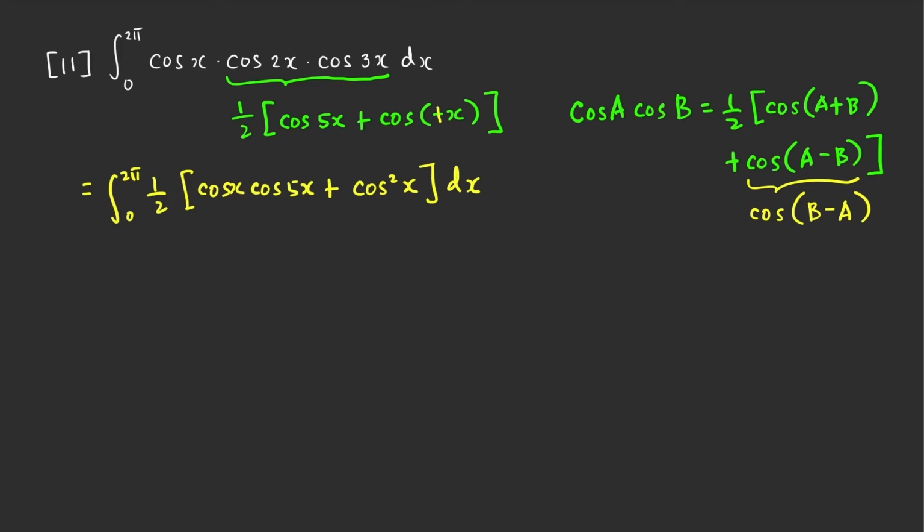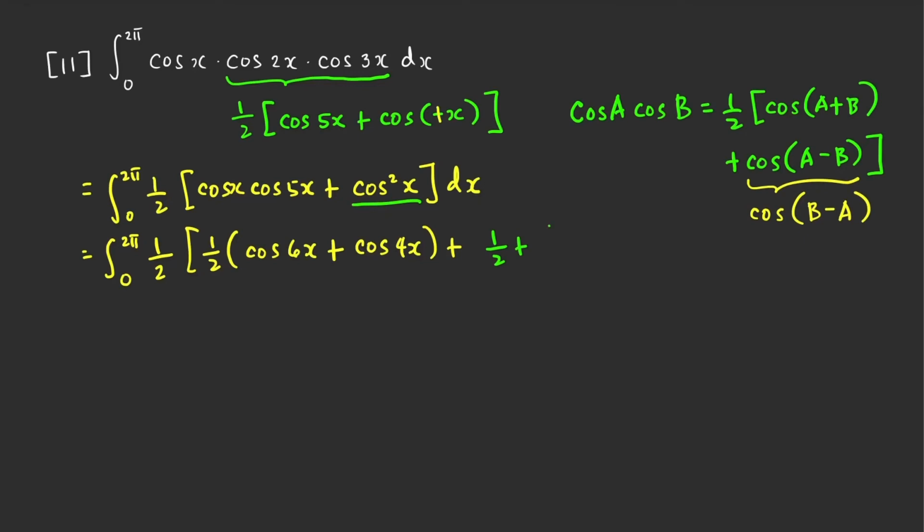And again, we use this identity for this first term here. And we can write that expression. So we have here integral from 0 to 2 pi of 1/2 of the cosine of the sum. So you have here cosine of 6x, and then plus cosine of the difference. So you have here x minus 5x or 5x minus x. So that is cosine of 4x. And then plus, now for this one here, we use half angle identity for cosine, and that is just equal to 1/2 plus 1/2 cosine 2x. And then this is times dx.